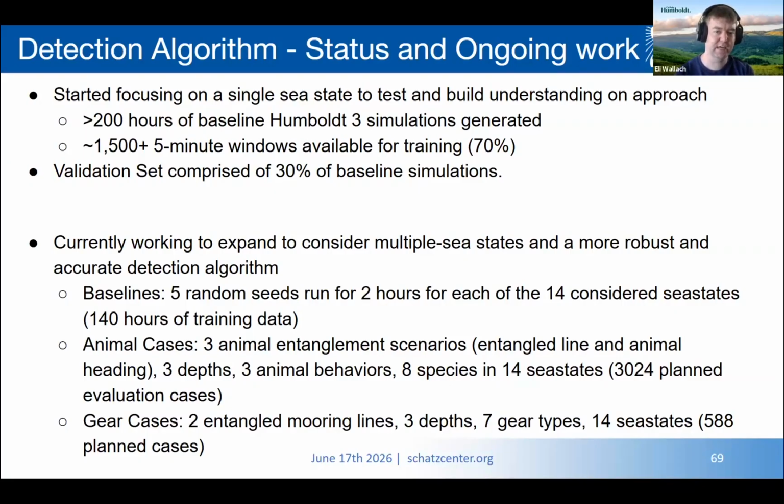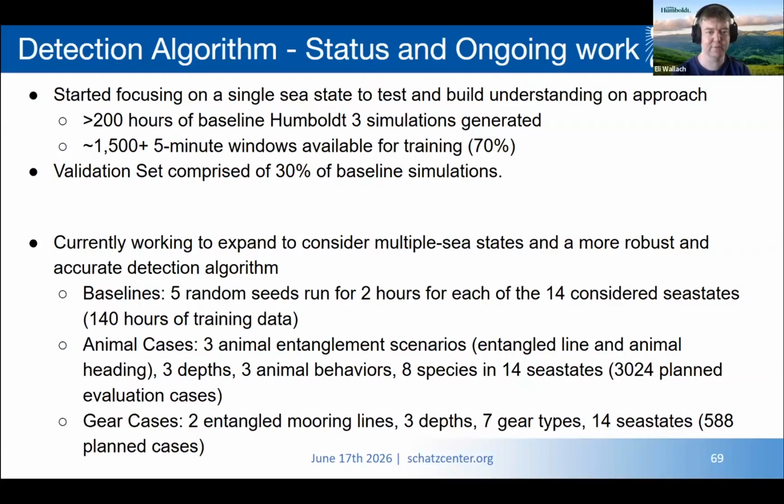Moving forward, we are working to generalize this approach to consider many different sea states. This represents a big step forward in realistically approaching this problem, but it also means the number of required simulations greatly increases. The baseline set here has already been simulated and includes 5 random actualizations of each of the 14 considered sea states for 2 hours apiece, or a total of 140 hours of training data.